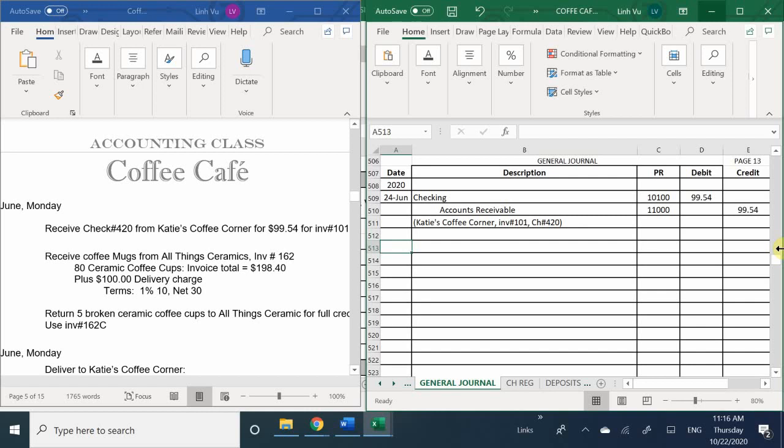So what happened here? On 6/24, we received coffee mugs from All Things Ceramics with invoice 162. The total invoice cost is 198.40 plus the delivery charge, with terms of 1% net 30.